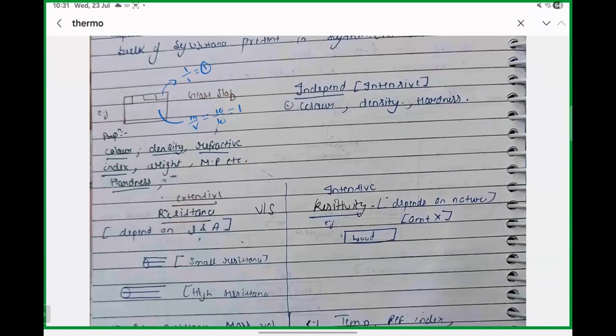It is an extensive property because it depends on the refractive index, depends on the density of the glass. Am I doing this correctly?